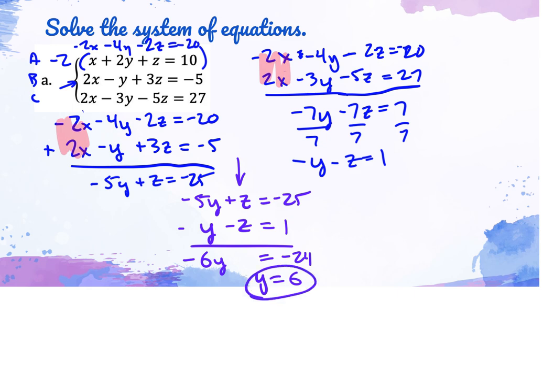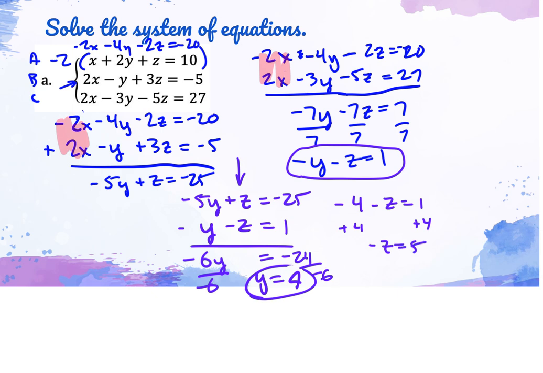It's 24 divided by 6. I'm sorry, so y should be 4. Write your steps so you don't make a mistake like I almost did. So y equals 4, and now work your way back. Negative 4 minus z equals 1. So add 4, negative z equals 5, so z is going to equal negative 5.